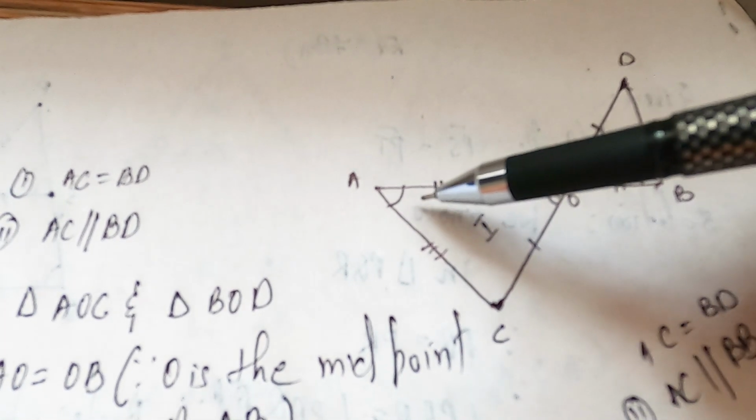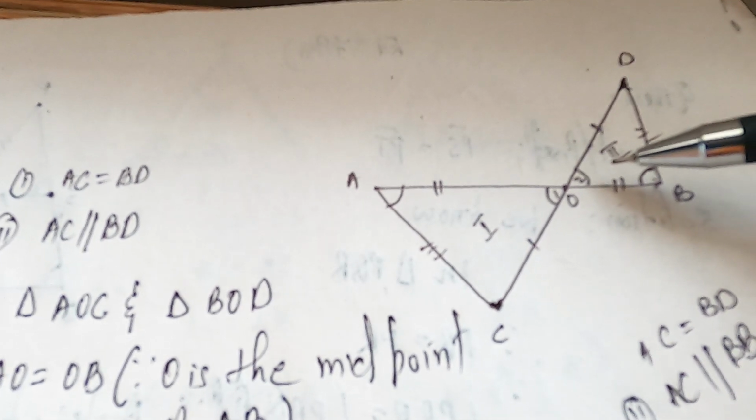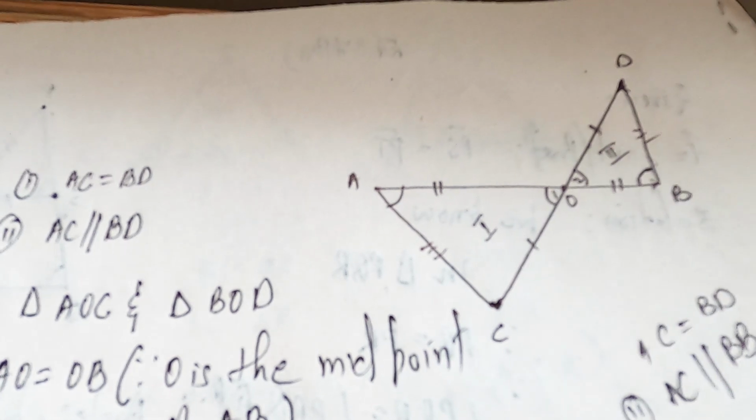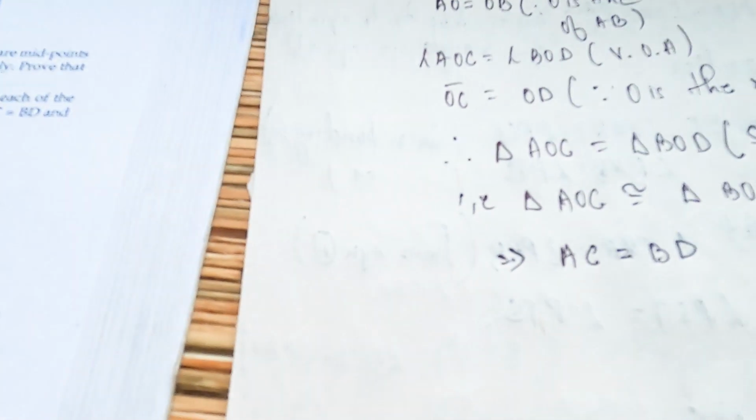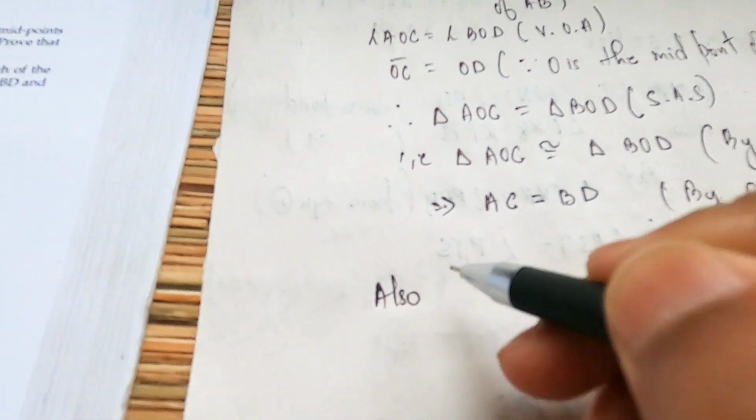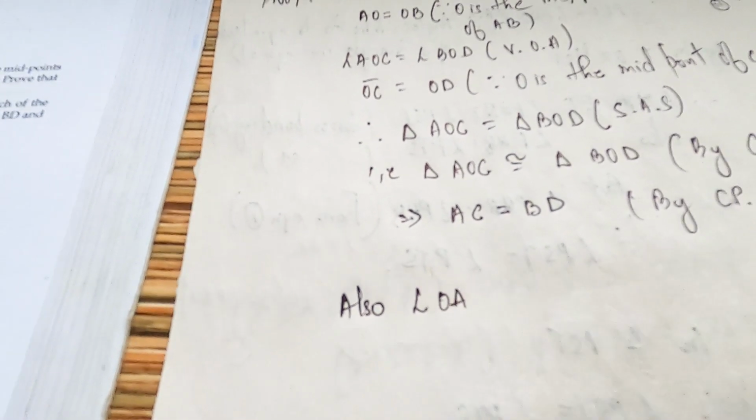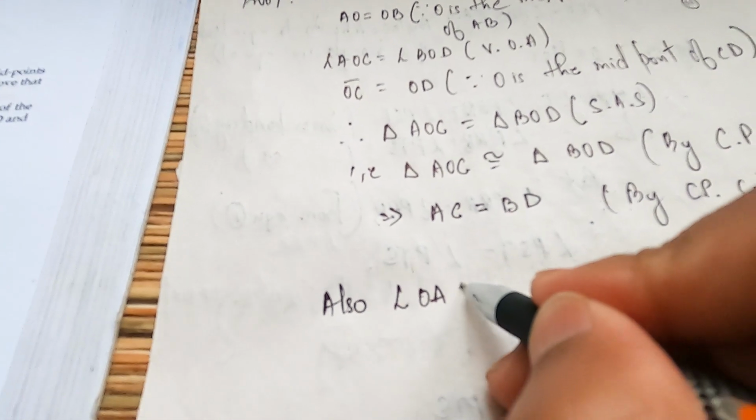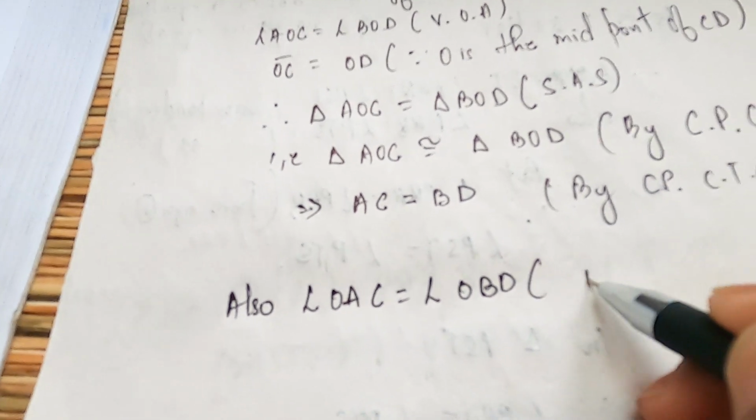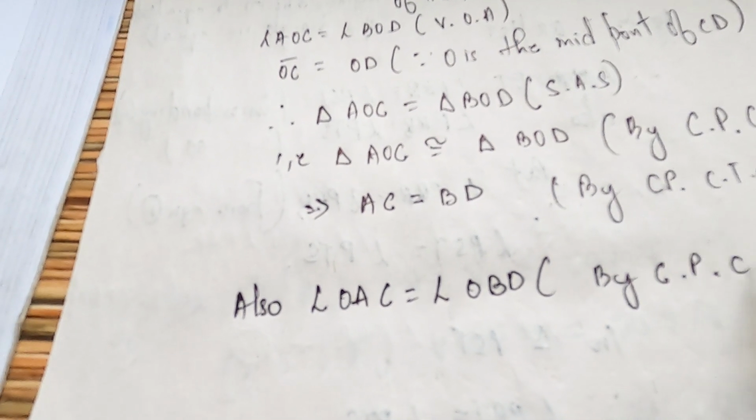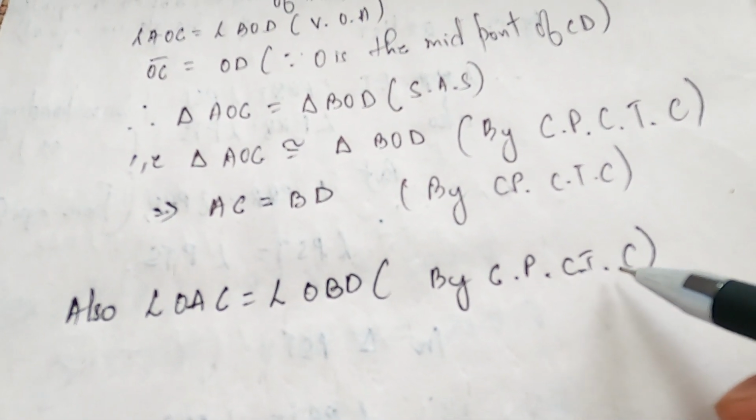So like I've told you, if angle A is equal to angle B by any pairs of angles, then we can say that AC is parallel to DB. All right, so let us write down the written portion. Also, angle OAC is equal to angle OBD. This is by CPCTC, the corresponding parts of congruent triangles are congruent.